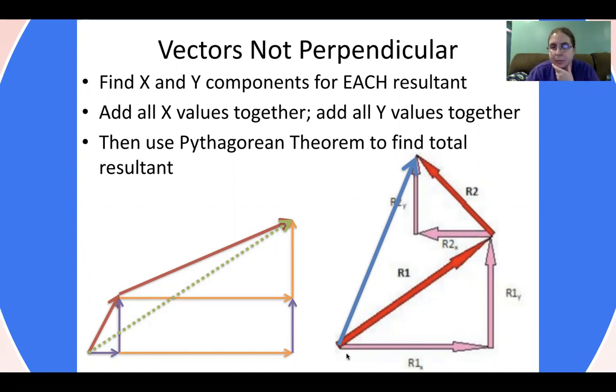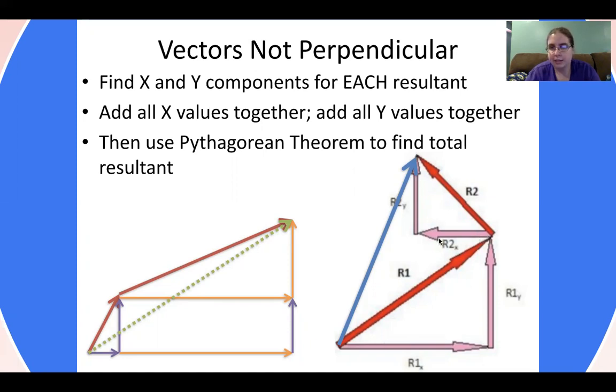Here's another example. We have R1 as our first vector and R2 as our second vector. So what we would do, again, is find the x and y of each one. So here's the y of R1 and the x of R1.